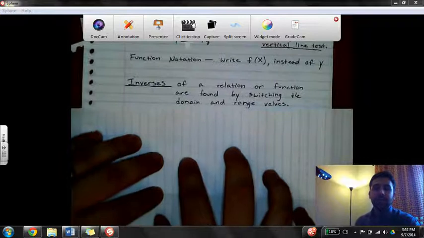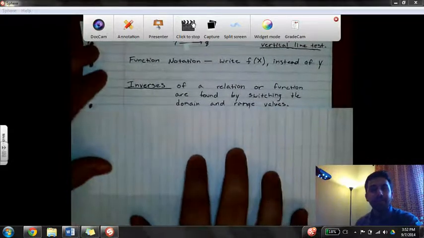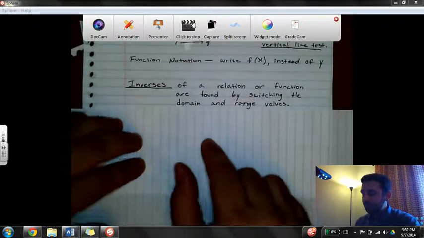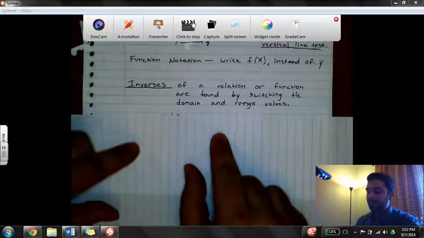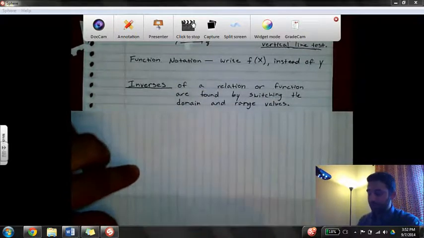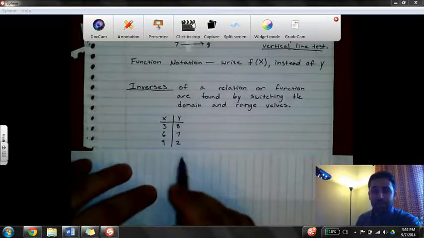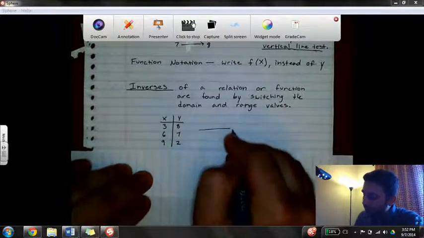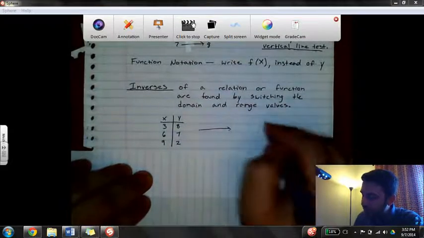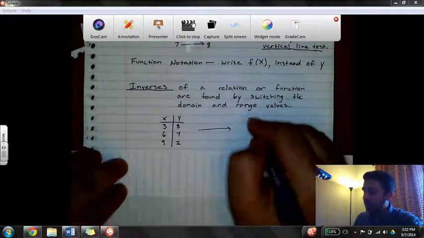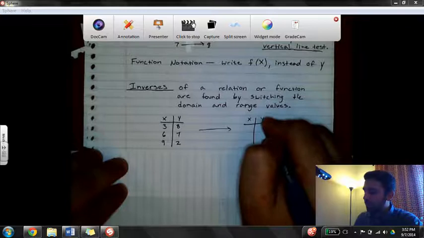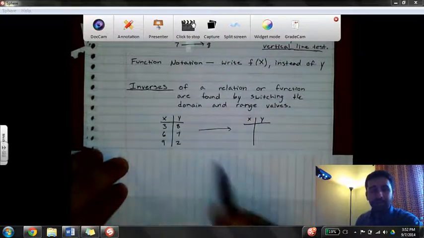So now we're finding the inverse. The inverse of a function or relation is found by switching the domain and range values. So if I'm given this function or relation here in this table, in order to find the inverse, I would need to switch my x and y values.